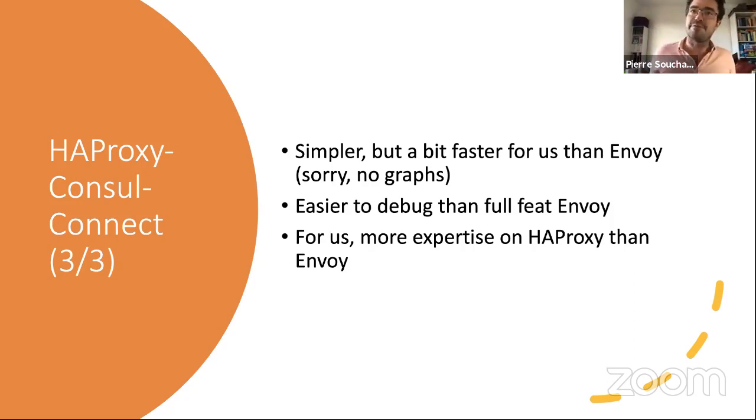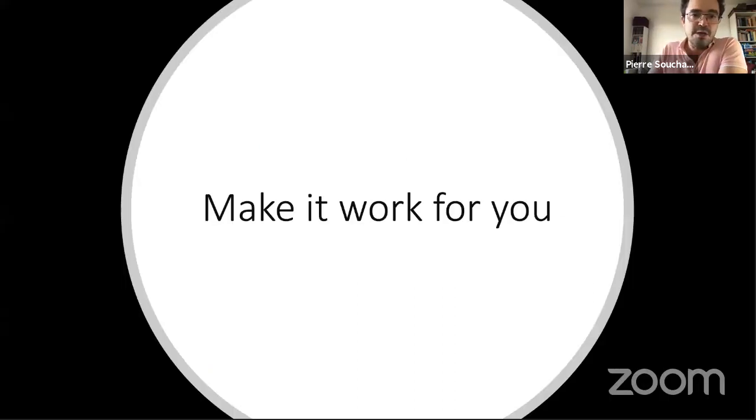I don't have graph, unfortunately, and it's easier to debug than a full Envoy. So, fewer features, and being stable with not too many features was very important for us, because at scale, an advanced feature might cause issues. So what did we have to do to make it work?